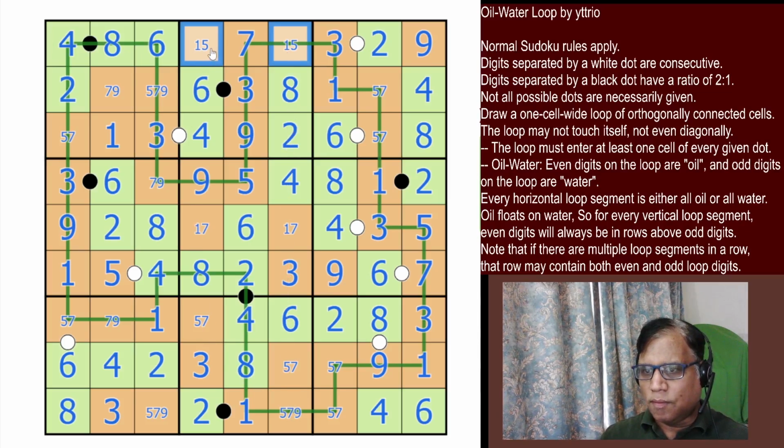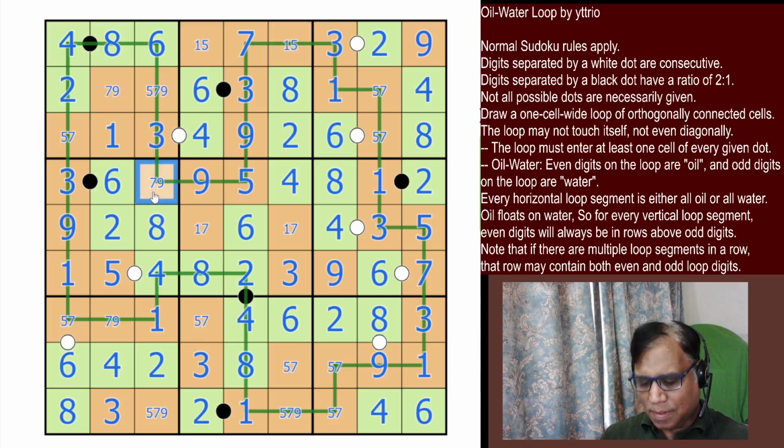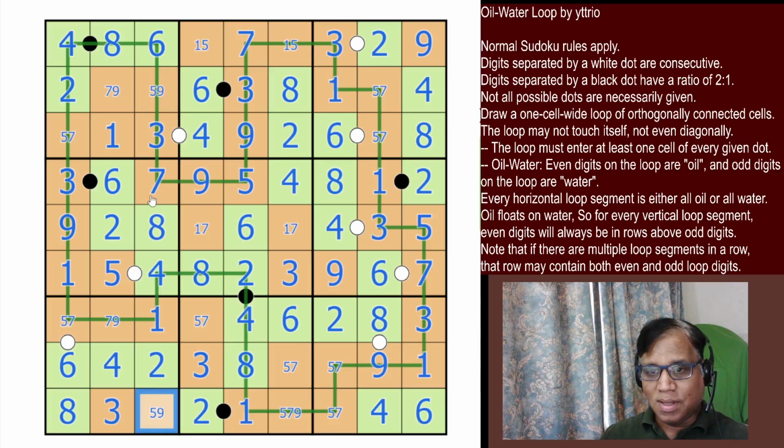5, 7, 1, 7, 1, 5, 7, 9. Or 9 means that now has to be 7. That's 1, 7. That cannot be 7. Neither could this be 7. I'm doing this very carefully. I don't want, after doing all these things, to be reverting back or reshooting. 1, 7. So 7.